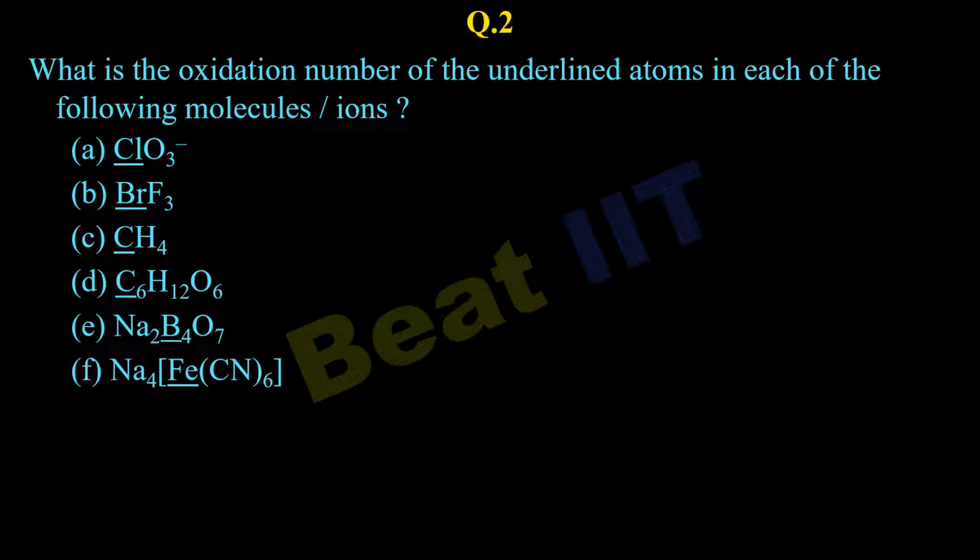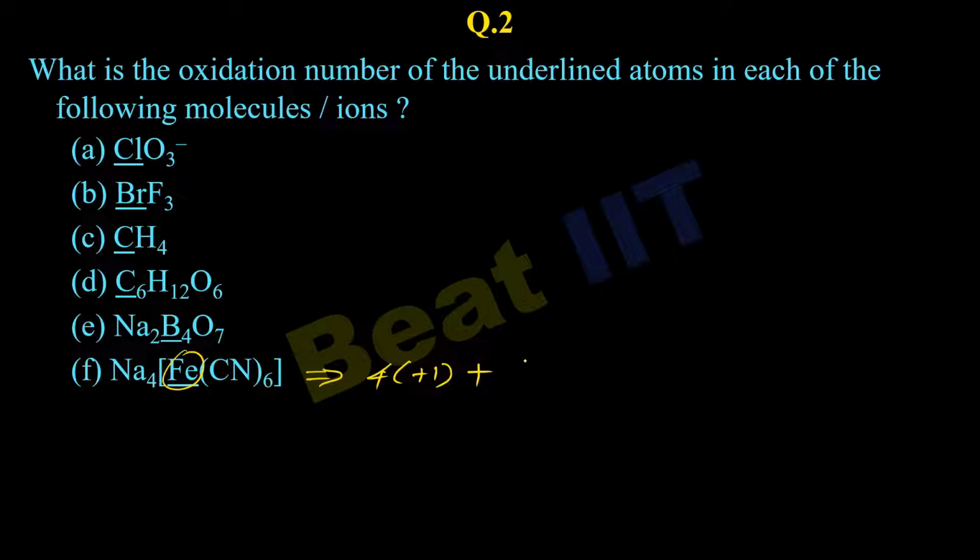Next, this is a complex compound. We will be talking about these types of compounds in the 12th grade coordination compounds chapter. Here we have to calculate the oxidation number of iron. The sum of all oxidation states will be 0. We have 4 sodiums here, so it will be 4 times plus 1. Sodium oxidation state is always plus 1 in its compounds.